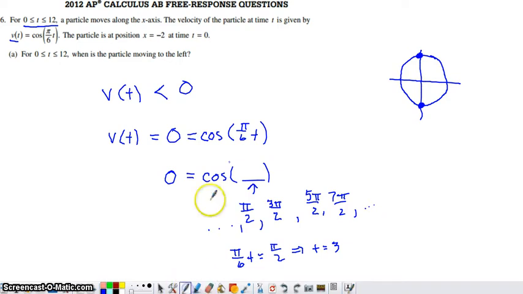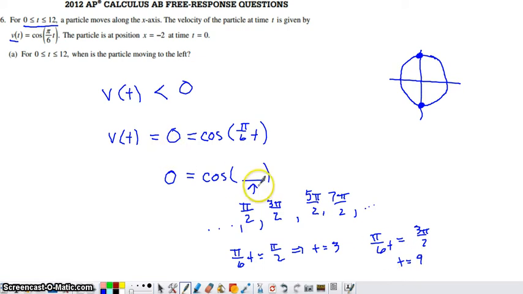So let me set what's inside the cosine function there, pi by 6 times t, equal to 3 pi by 2. Taking a similar approach, let's multiply by 6. When we multiply by 6, that's going to give us 18 pi over 2, or 9 pi over 2. Then divide by pi, and we end up with t equals 9. So t equals 3 makes the velocity 0. t equals 9 makes the velocity 0.